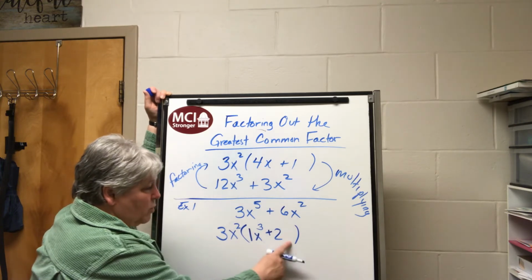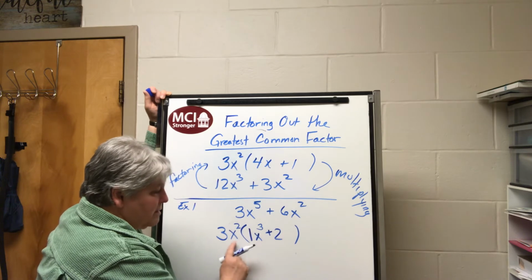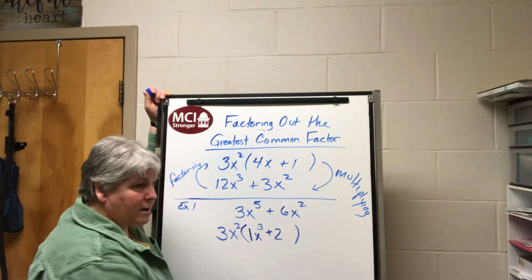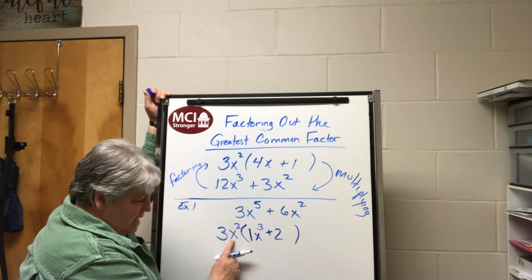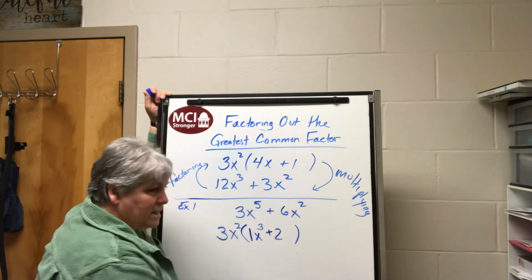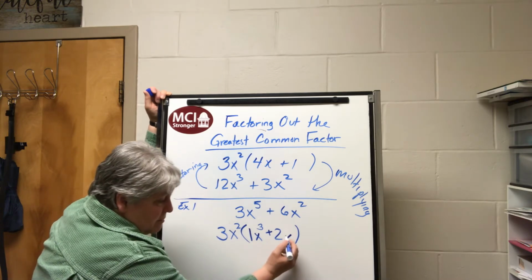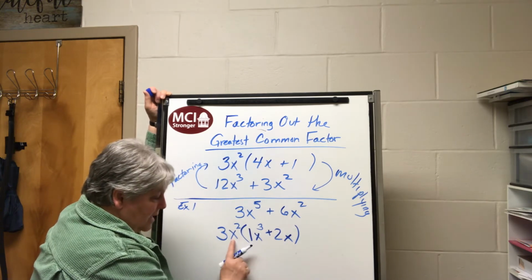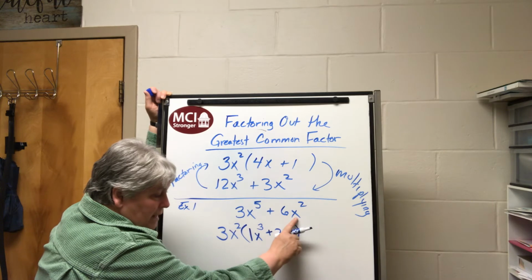And 3x squared times what gives me x squared? This already has the number of x's that this term has, so we don't want any additional. If I put an x here, then I'm going to get x to the third, but I only want x squared.